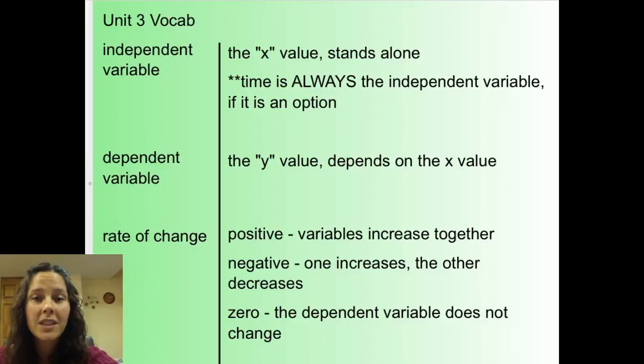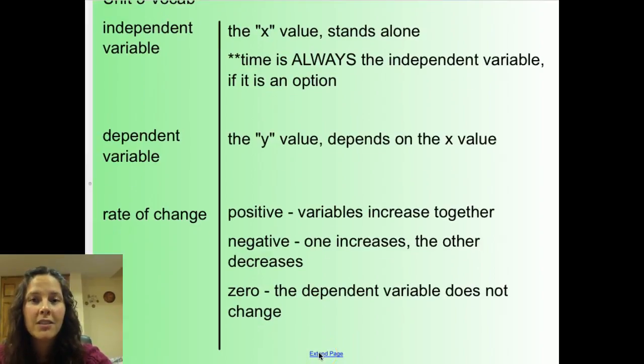So for some of the examples we looked at yesterday, we had a rate of change of miles per gallon. The number of miles depended on how many gallons. One thing to keep in mind when you're looking at a word problem is if time is an option, it will always be the independent variable. Time keeps moving no matter what happens, so it is always independent of whatever else is going on.